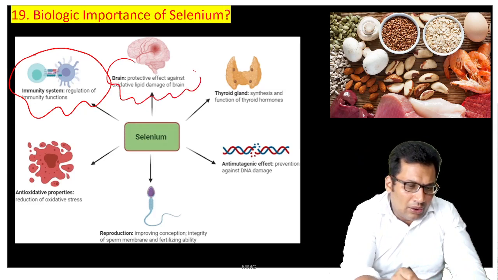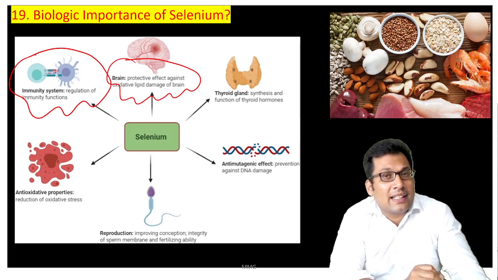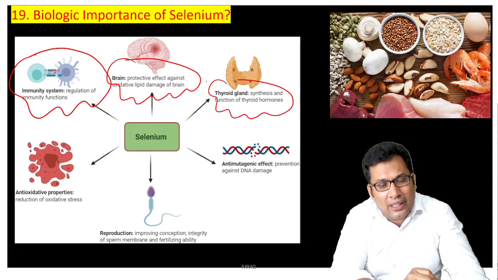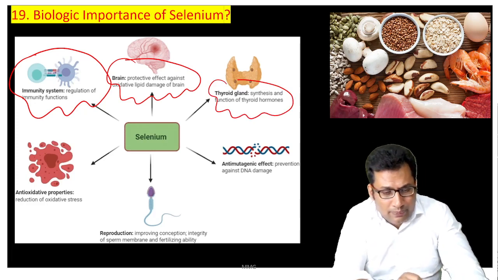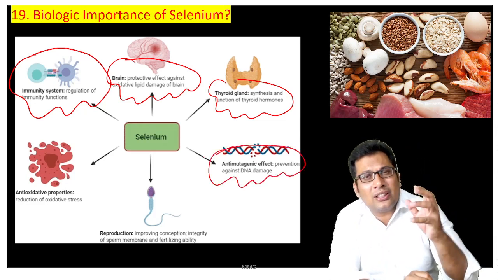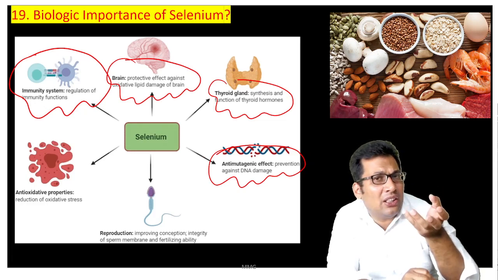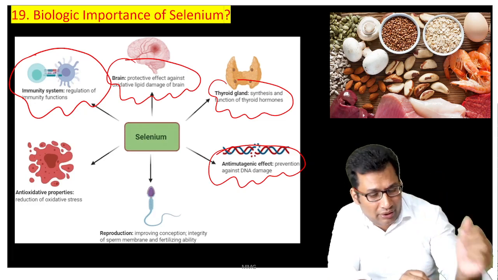Second, brain. It protects the brain from free radicals. It acts as an antioxidant. It also helps in thyroid hormone synthesis and the function of thyroid hormones. Anti-mutagenic effect. Anti-mutagenic means it is against mutation. A mutation leads to what? Cancers.